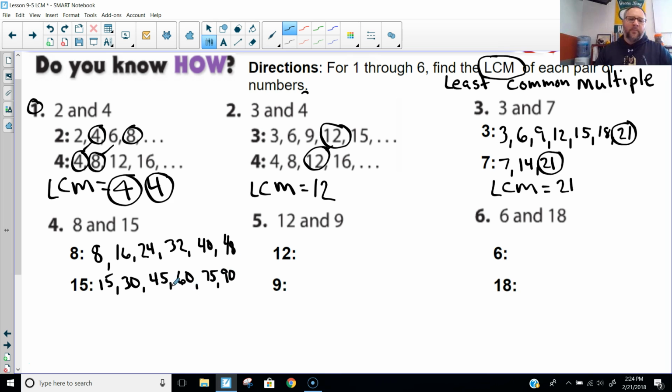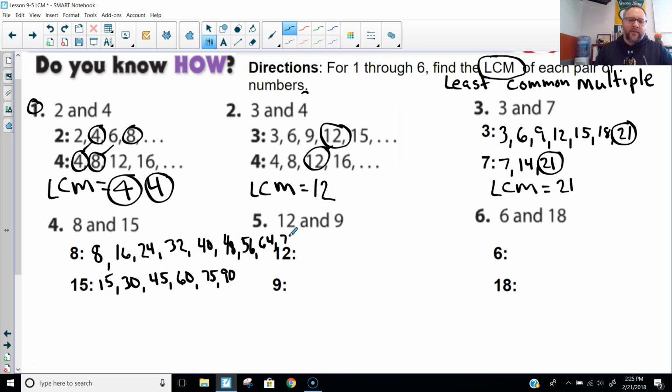Well, see, I'm going pretty large right here, so I'm going to slow it down a little bit and stop with the 15s and start working up on top here. So 7 times 8 is 56. Alright, 8 times 8 is 64.